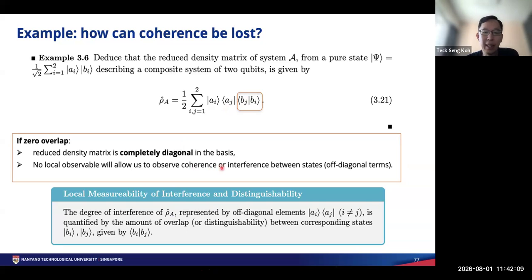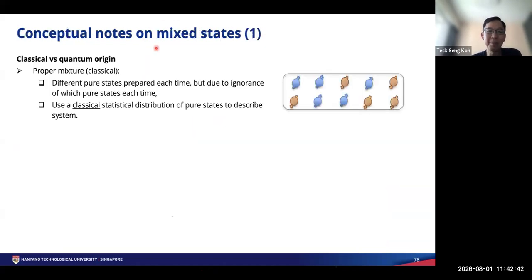So this is key, right? If B was your environment, something about the environment that you don't know, when you trace it out, affects what you can know about your system. That's the idea. And if this overlap is 0, then your system is purely diagonal. There are no off-diagonal terms, then you don't have coherence in your system. That's the conceptual idea.